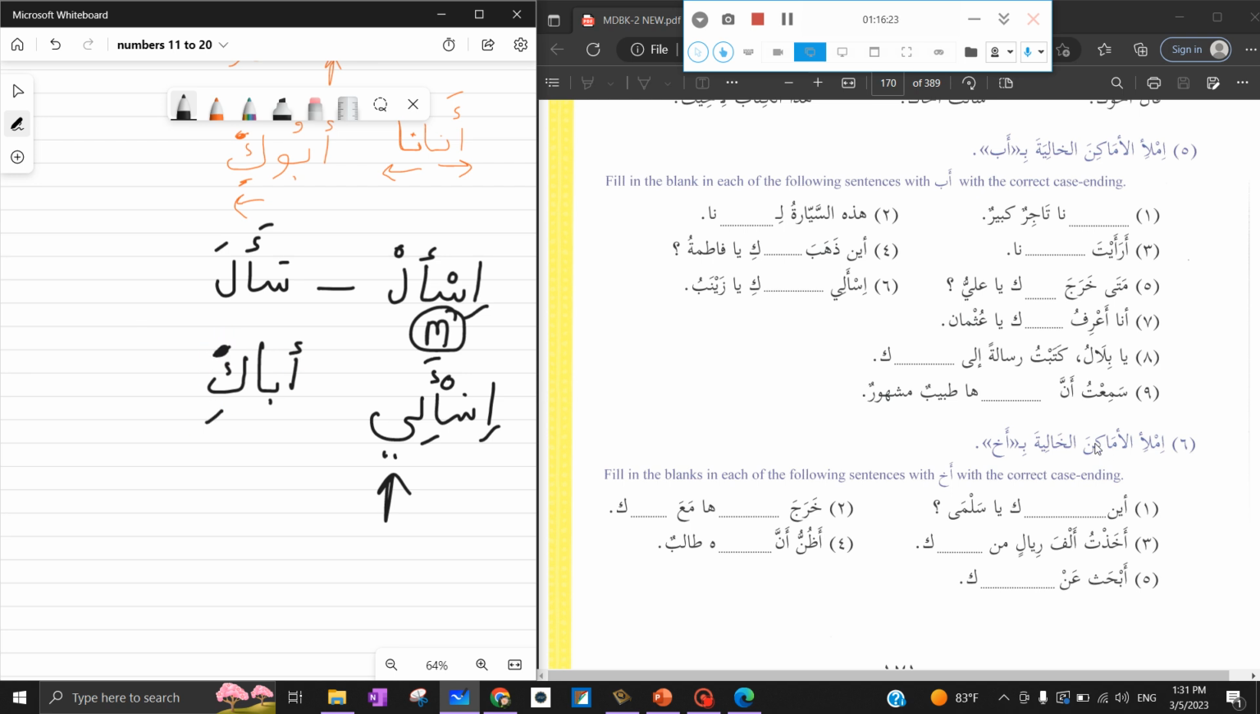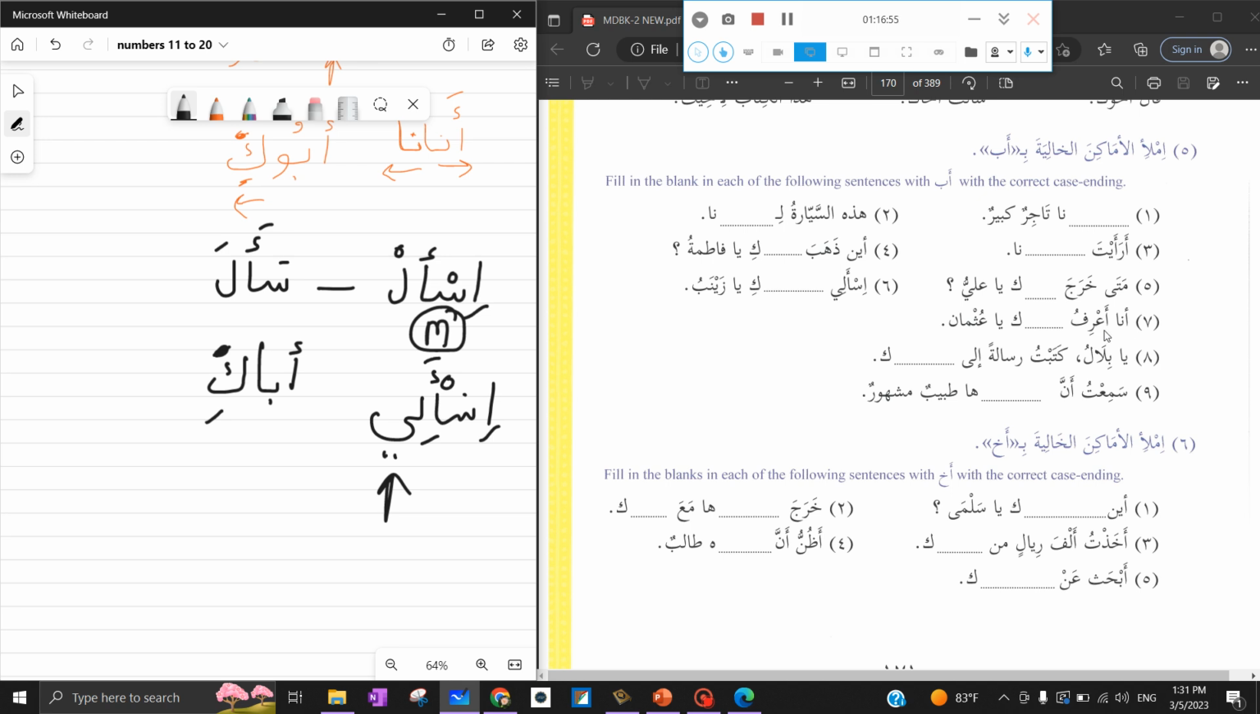Okay. Ana arifu, dash, ya Uthman. We are talking to Uthman, who is male. Ana arifu. Arifu is the fail. And where is the fail? The fail is hidden. We know there are 5 damir mustatir in fail mudare. So one is from ana, the next one is from nahnu, then anta. Anta also has a fail damir mustatir. And then huwa and hiya. So altogether there are 5 damir mustatir in fail mudare.